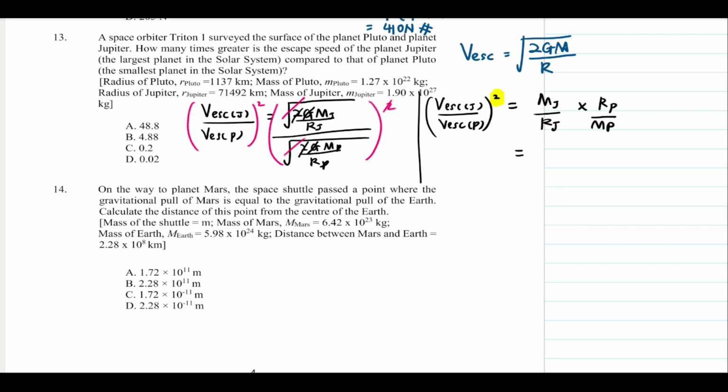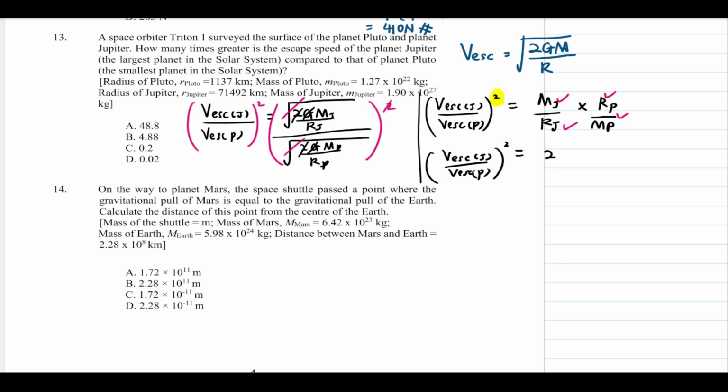So you masukkan semua nilai. Mass of Jupiter, mass of Pluto, the radius of Pluto, the radius of Jupiter, semua ini kita dah ada. So saya kira, tekan kalkulator, awak check okay, awak dapat tak?